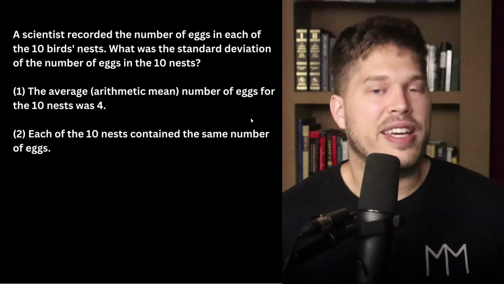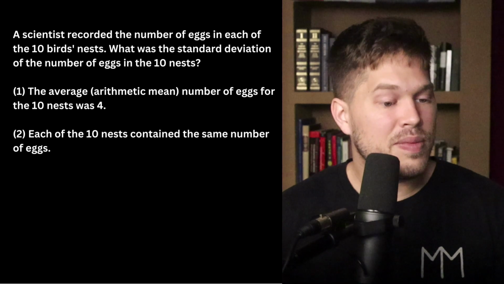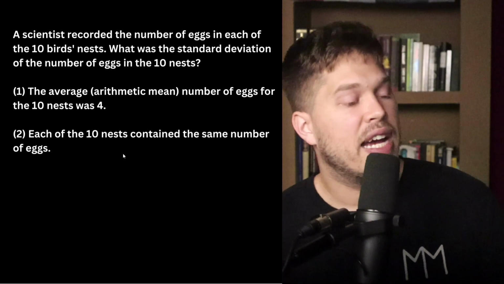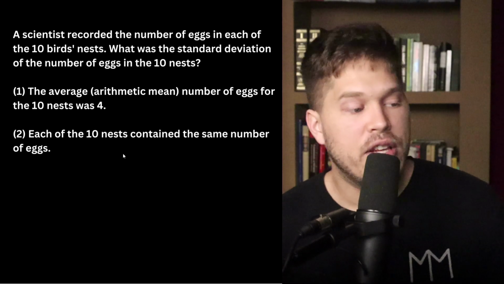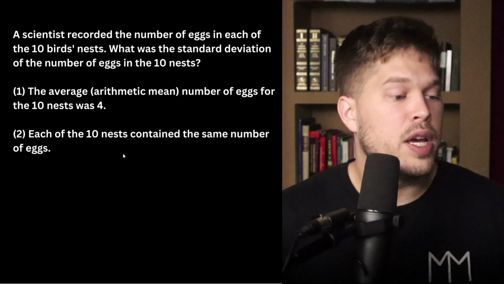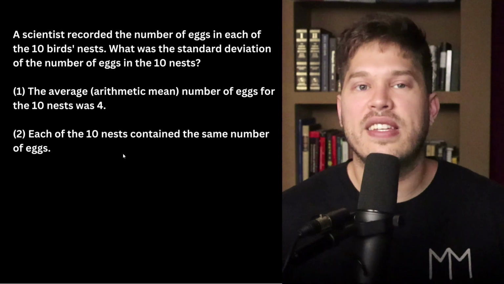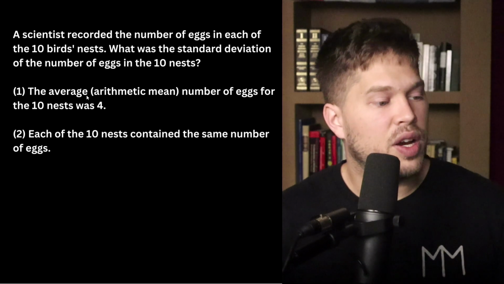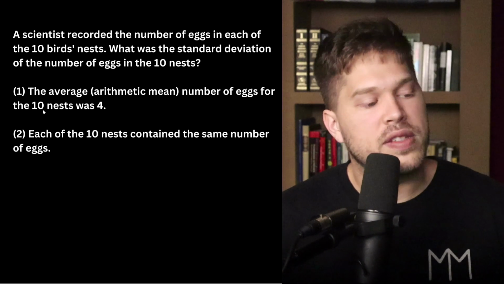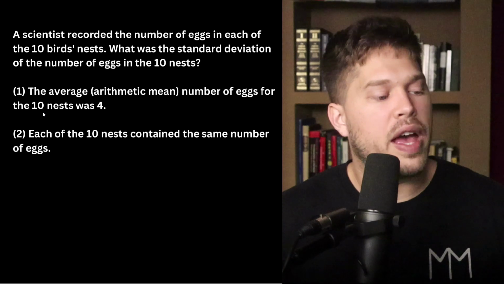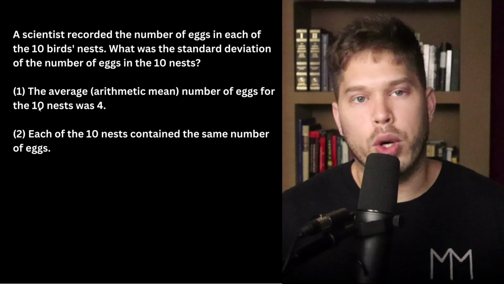Fantastic. Okay, last problem. What do we have? A scientist recorded the number of eggs in each of the 10 birds' nests. What was the standard deviation of the number of eggs in the 10 nests? Okay. What does statement 1 say? It says the average number of eggs for the 10 nests was 4.